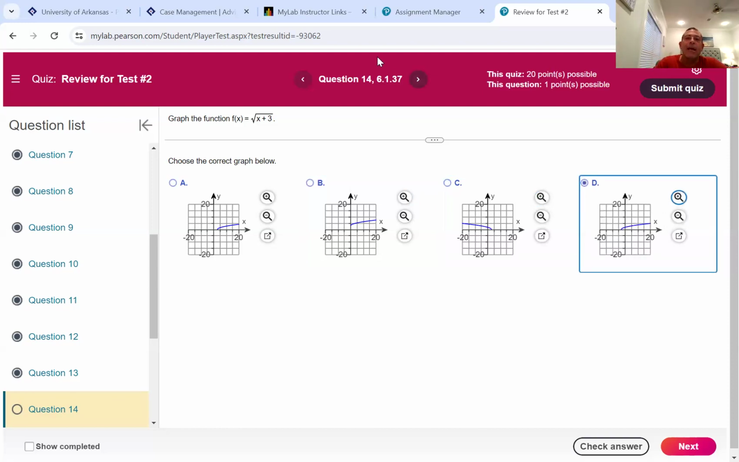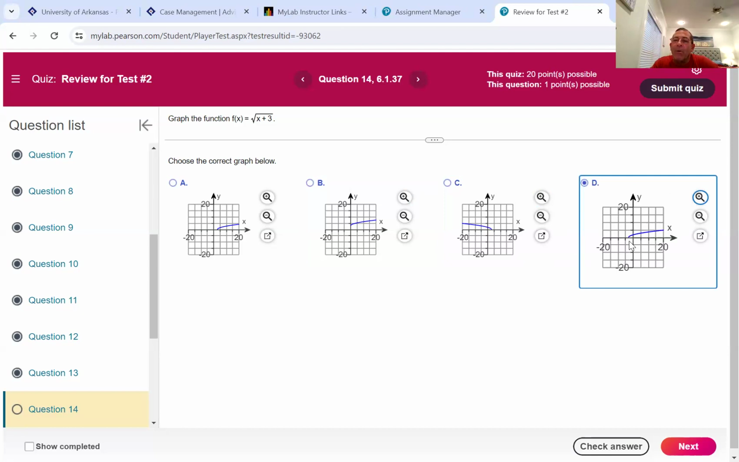So let's see what chat's saying. So y'all are saying left, good job. Remember, when we add inside that radical, it's like it's in parentheses, and it's going to move it left. And A went right, B went up, C, they flipped somehow. So, y'all, it's got to be D on that. So good job, y'all. Definitely went left. And if you look at it, D's the only one where it went left.